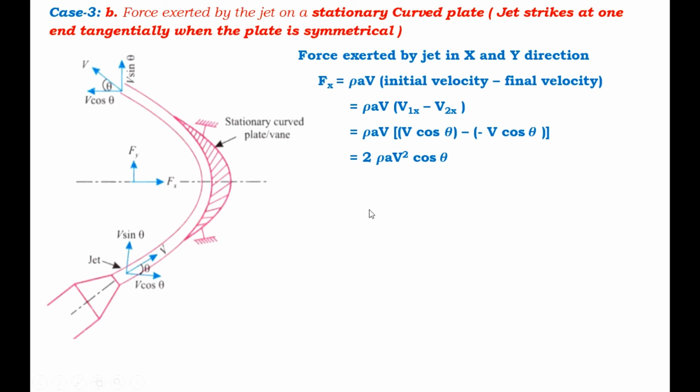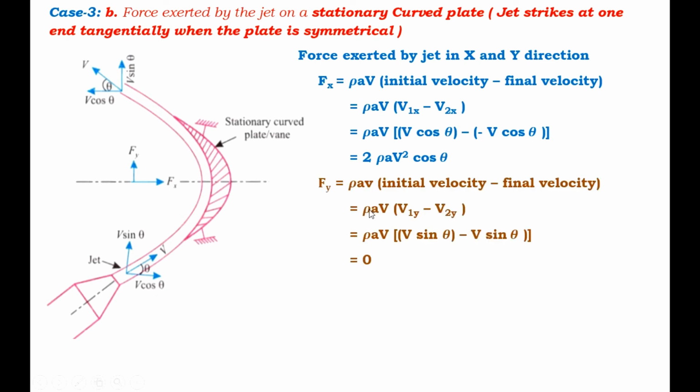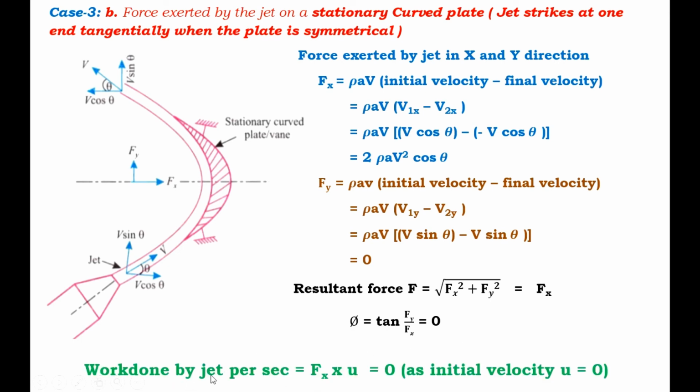Now Fy is equal to rho a v, the initial velocity is v sin theta and the final velocity is v sin theta. So here we get the force acting in the y direction is 0. The resultant force, F, is equal to Fx. If you try to find the angle of the resultant force, phi is equal to 0. The work done by the jet per second is 0 because the plate is fixed.